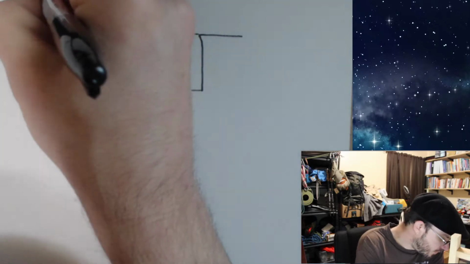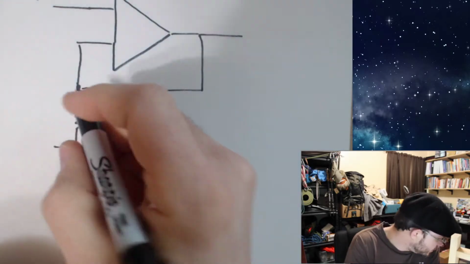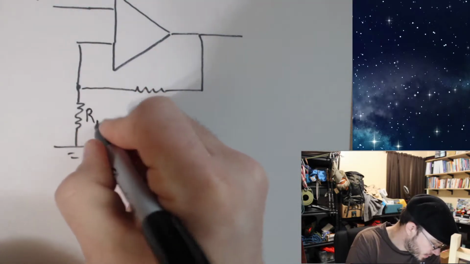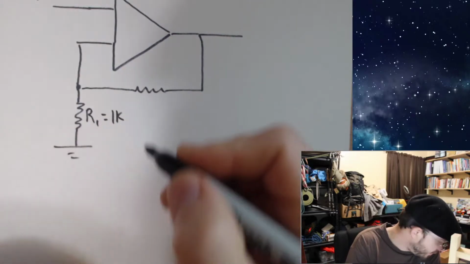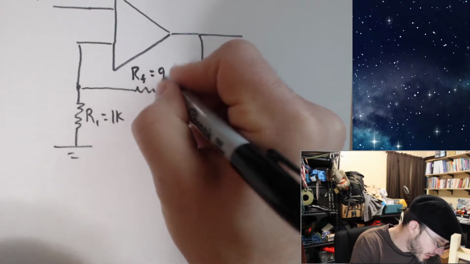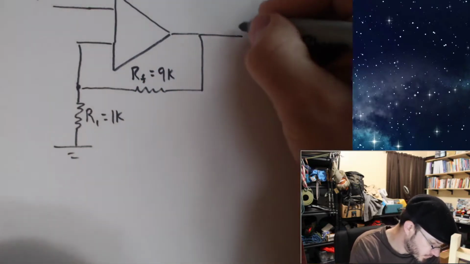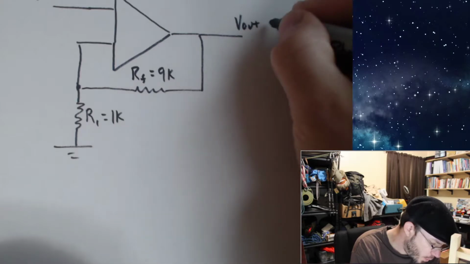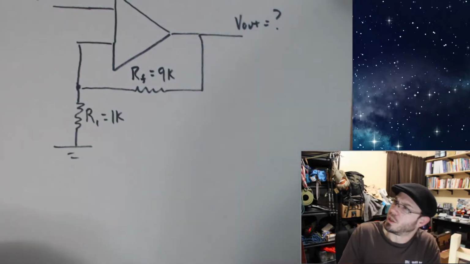Now let's go ahead and make V in. We're going to use the same values that we had. 1K for R1, and our feedback resistor is going to be 9K. And we want to know what V out is equal to.